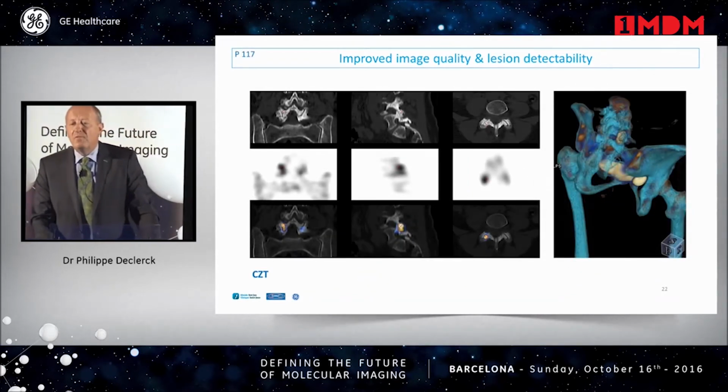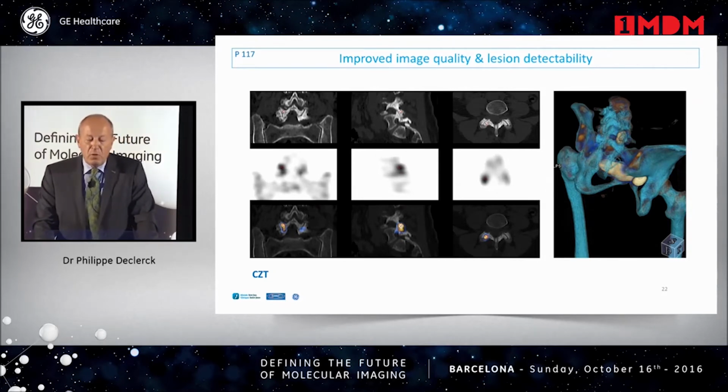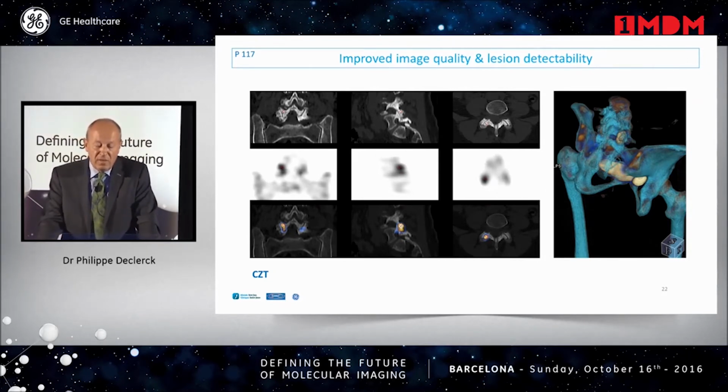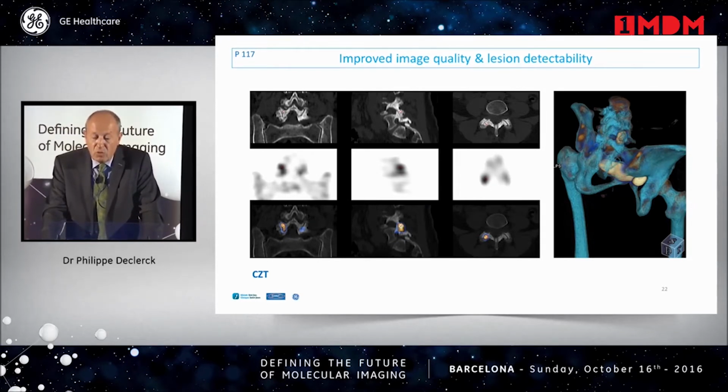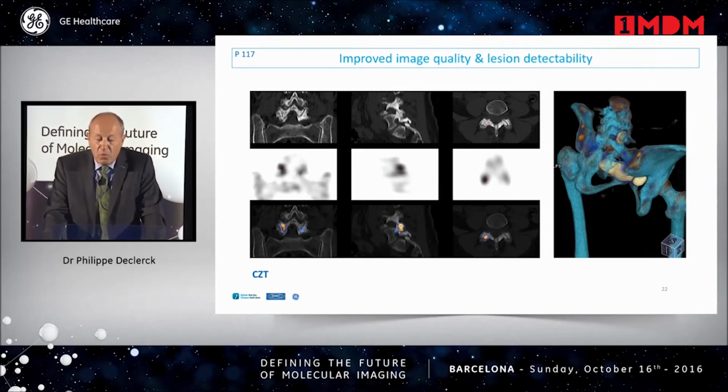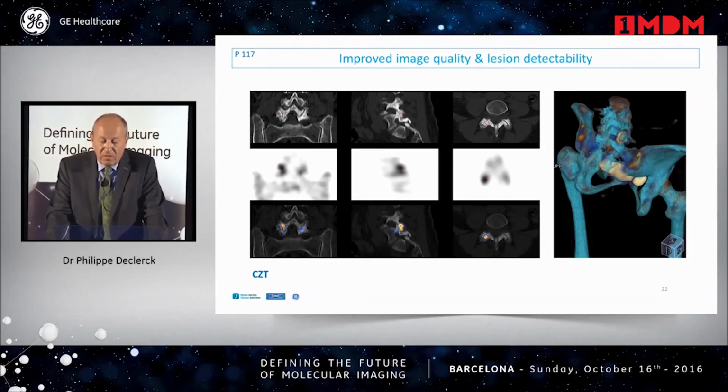It's really important to have better resolution because you can pinpoint really small lesions like you see here on this image, where you can see that the active focus is not the facet joint, but this is bone disease and not a joint that is affected.